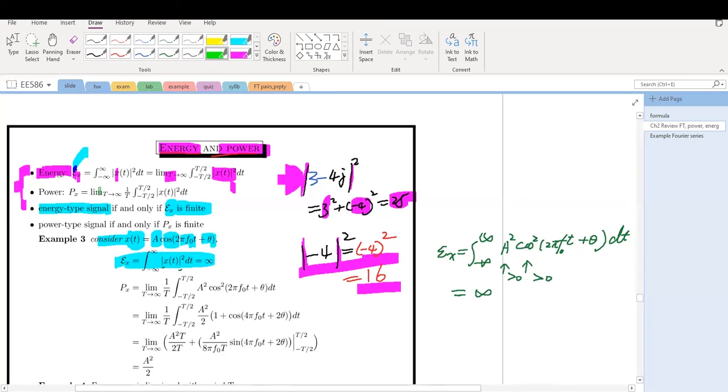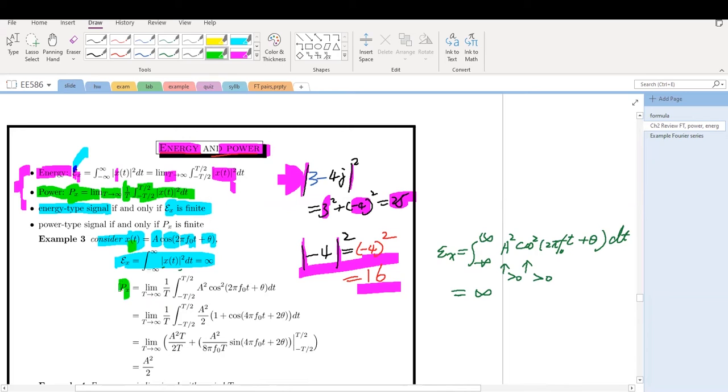Next, let's look at the definition of power. Power is the averaged energy, roughly speaking. We take the energy from minus T/2 to T/2, taking the magnitude squared of x(t) and doing this integral, and then we divide it by T. We take the average in time, and then we let T go to infinity, and this quantity is the power. Let's look at the signal. What's the power in the signal?